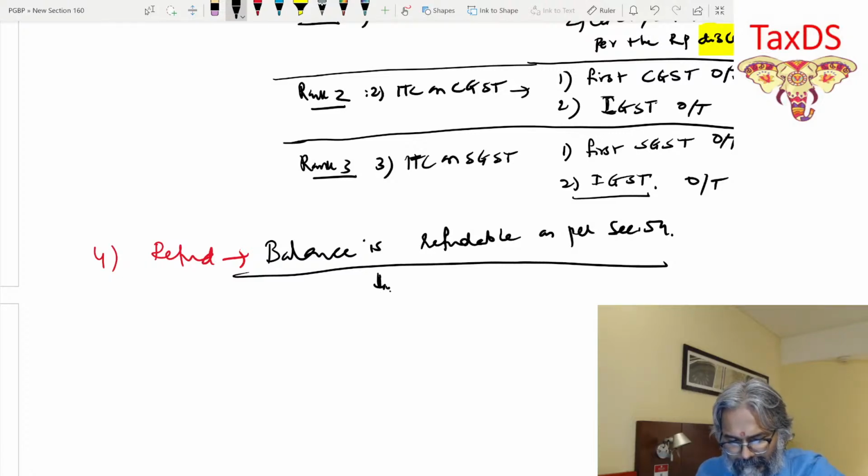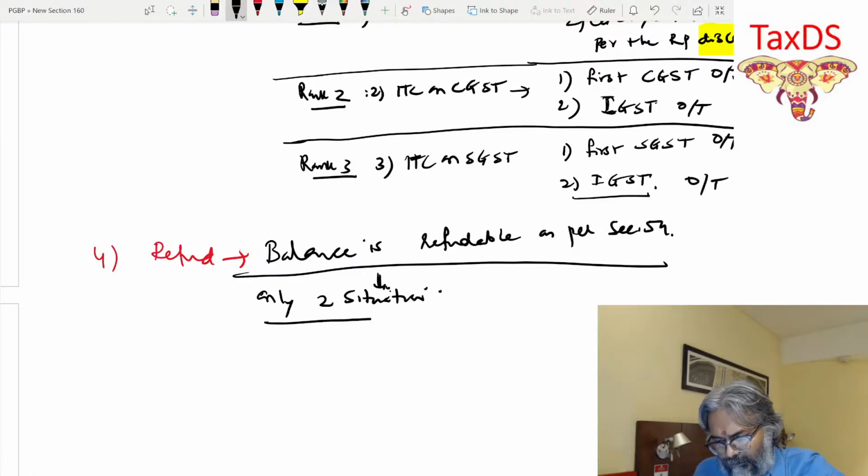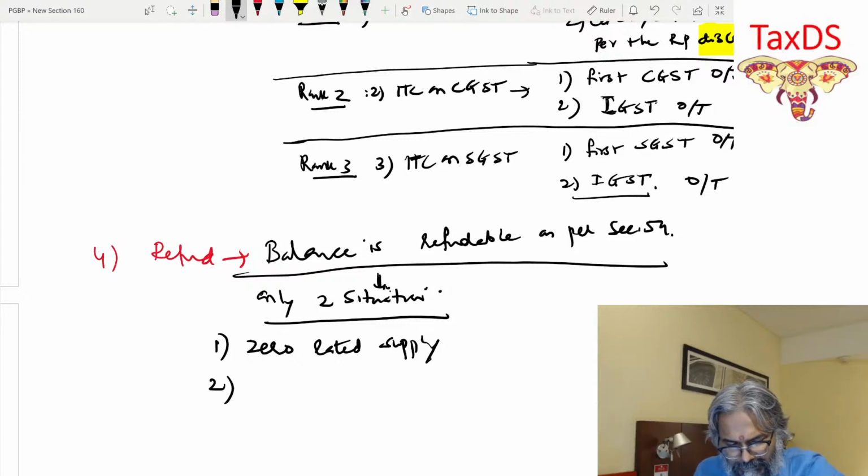In this case, students, there are only two situations in which the refund will be given to you. Only two situations. Which are those two situations? First is a zero rated supply. First is what? Zero rated supply. And the second one, students, is the inverted tax structure.